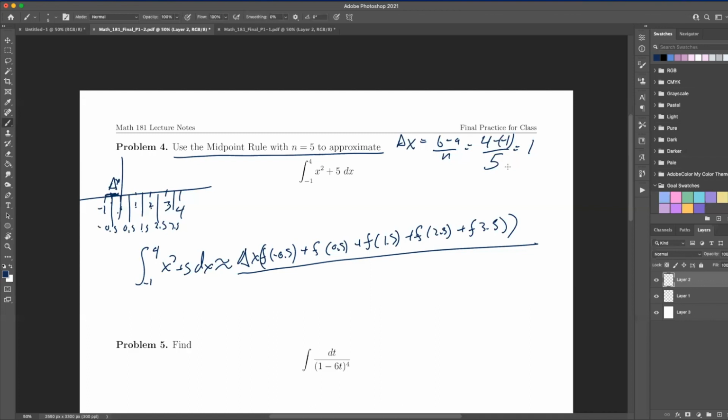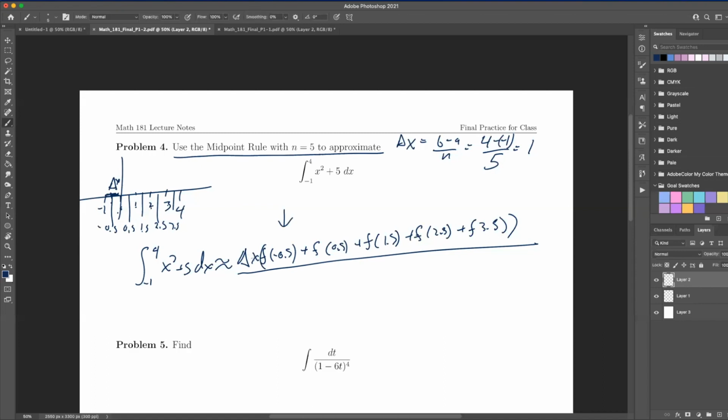And so for the midpoint rule, we're going to choose the midpoints. If we were using right rectangles, we would be using 0, 1, 2, 3, and 4. If we're using the left ones, we'd use negative 1, 0, 1, 2, and 3. Okay. But now we're using the midpoint rule, so we pick the ones in between. And so I'm using negative 0.5, 0.5, 1.5, 2.5, 3.5. Everyone kind of clear on how to produce this?